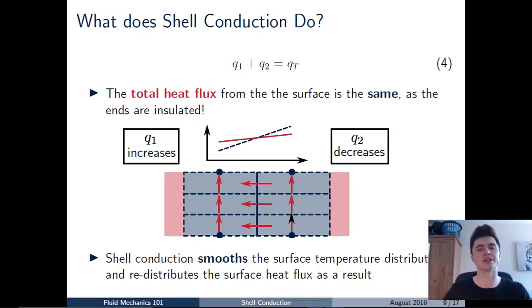So the way to think about this is with equation 4. Q1 and Q2, the total is the same, however the distribution of the heat flux from the surface has been modified by putting on shell conduction. And so what shell conduction is doing is not only changing the surface temperature distribution, smoothing it out along the boundary, but it's also redistributing the heat flux so that the heat flux given off the surface is more even as a result.